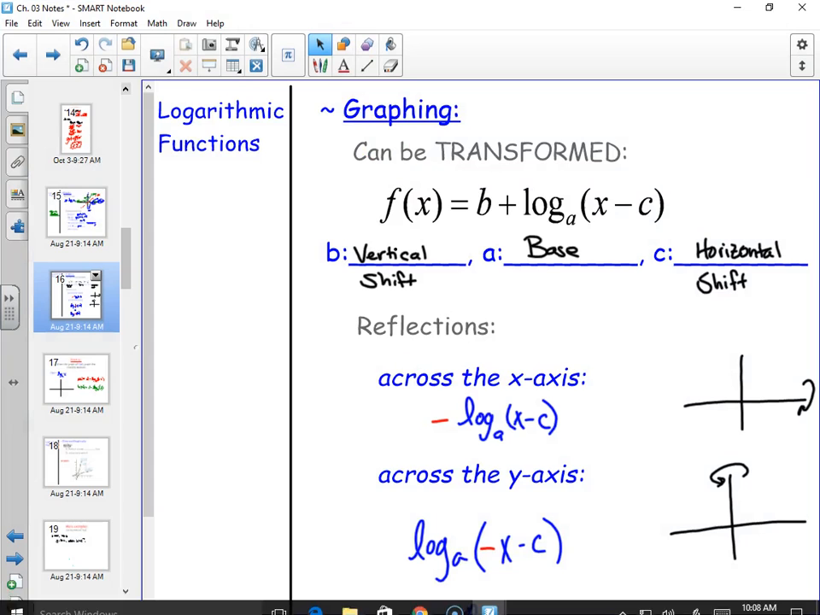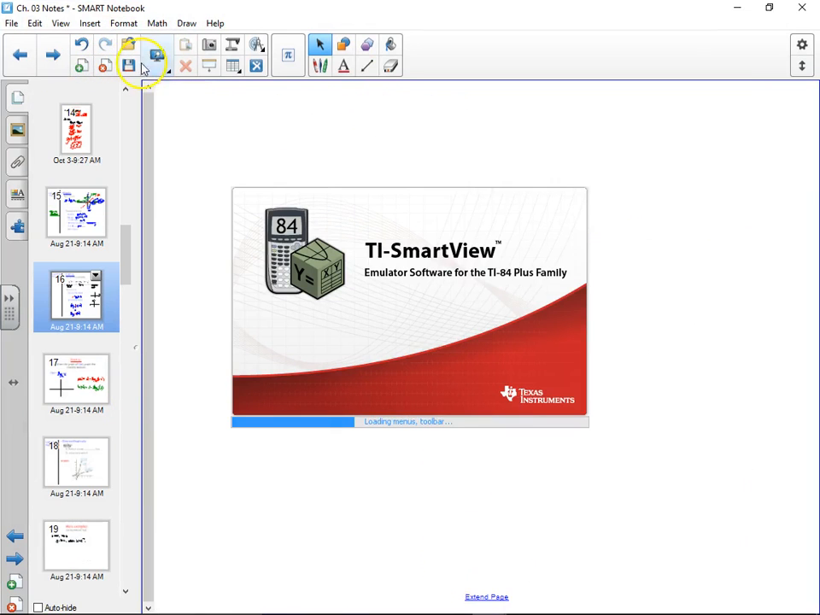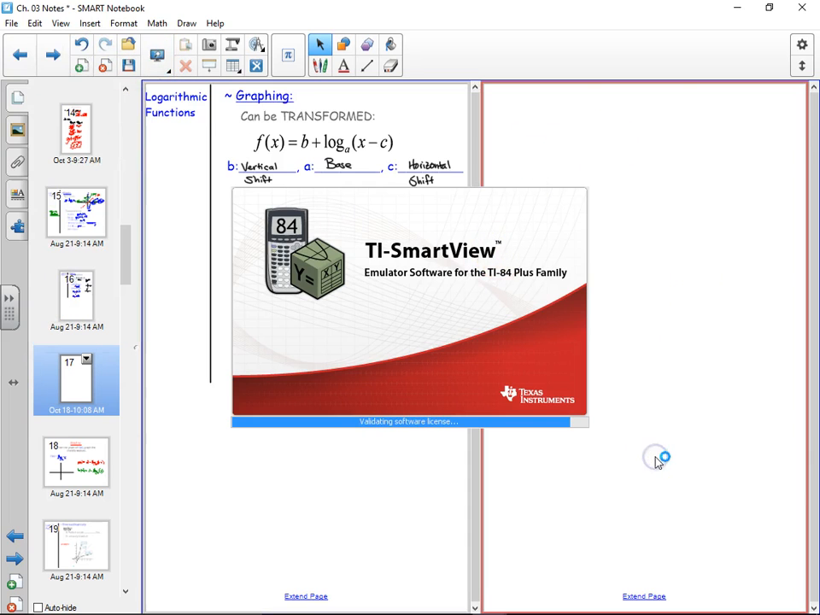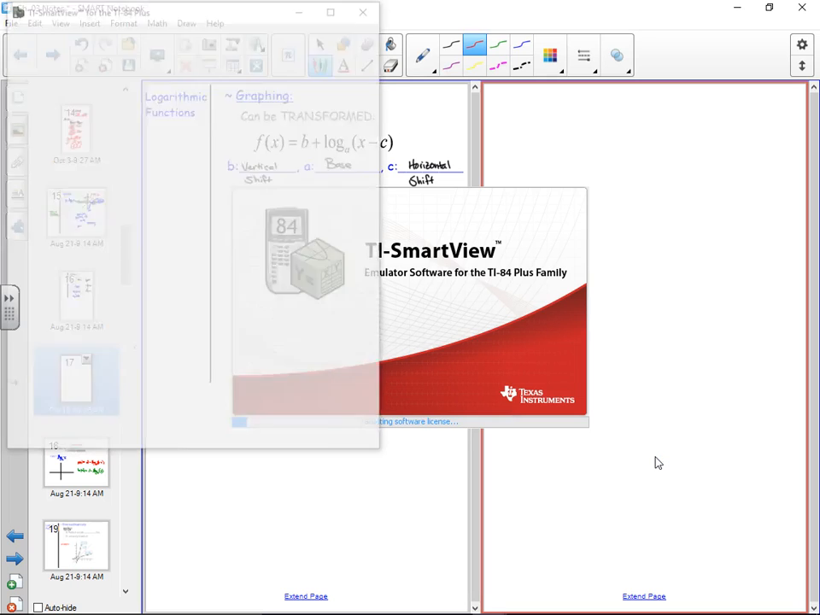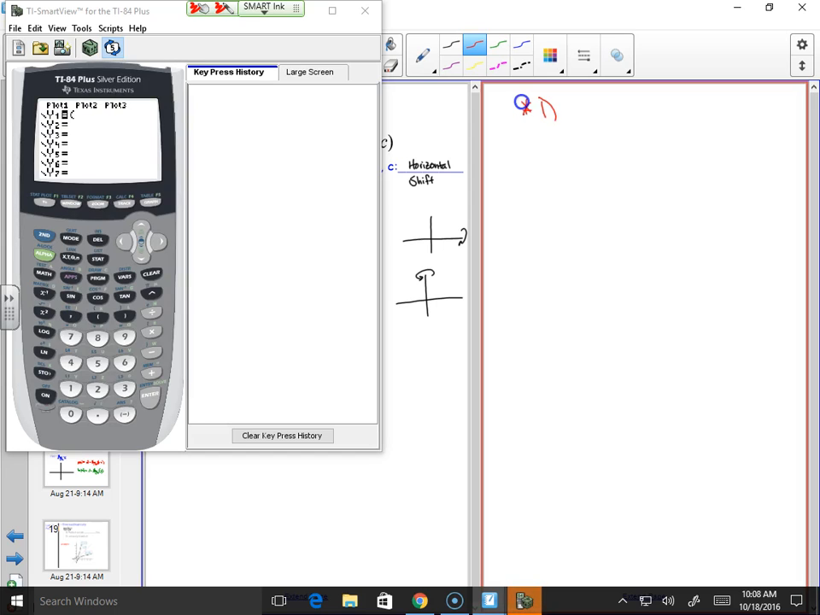Let's see if I can get back in my notes. There they are. Okay, so along these lines, let's do a quick discovery. The goal of what we're about to do is to describe the transformations occurring.